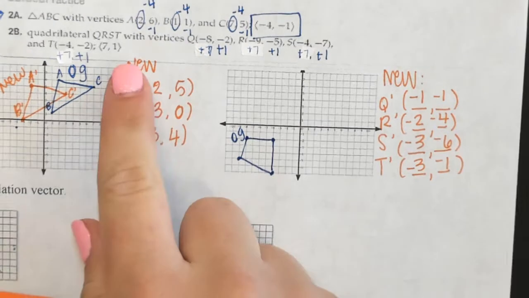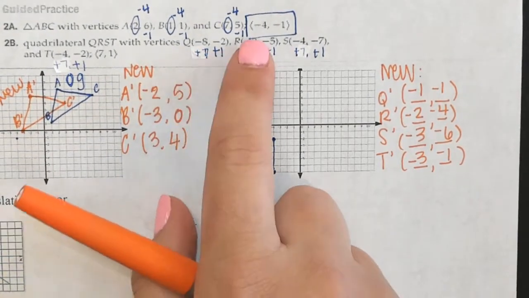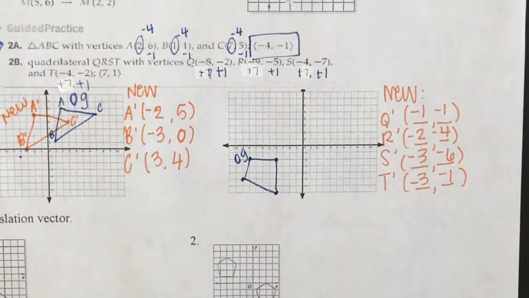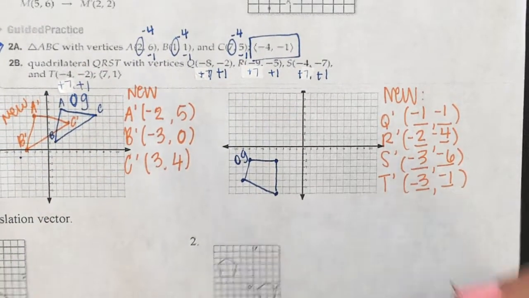Okay. So did you put a plus 7 underneath all the x's? And a plus 1 underneath all the y's? Okay.